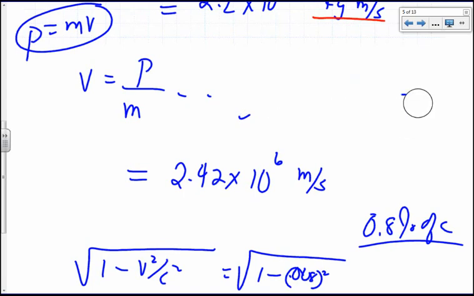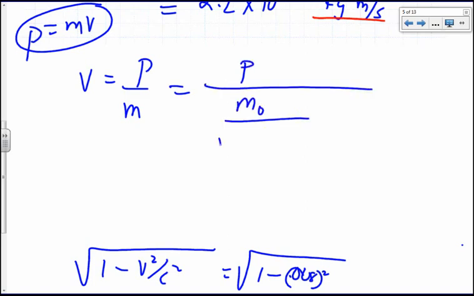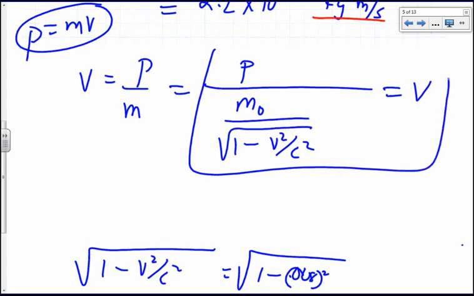You're going to have to say now, you know your P, right? So you're going to say this is going to be equal to P, and this is going to be m naught over the square root of 1 minus v squared over c squared. So that's equal to v, right? You'll have to solve for v. Yeah, so that's why I had you do that in MathCAD, because you're going to have to do this just to solve for v. You have to solve for v first, and then you can plug in the numbers. Okay?